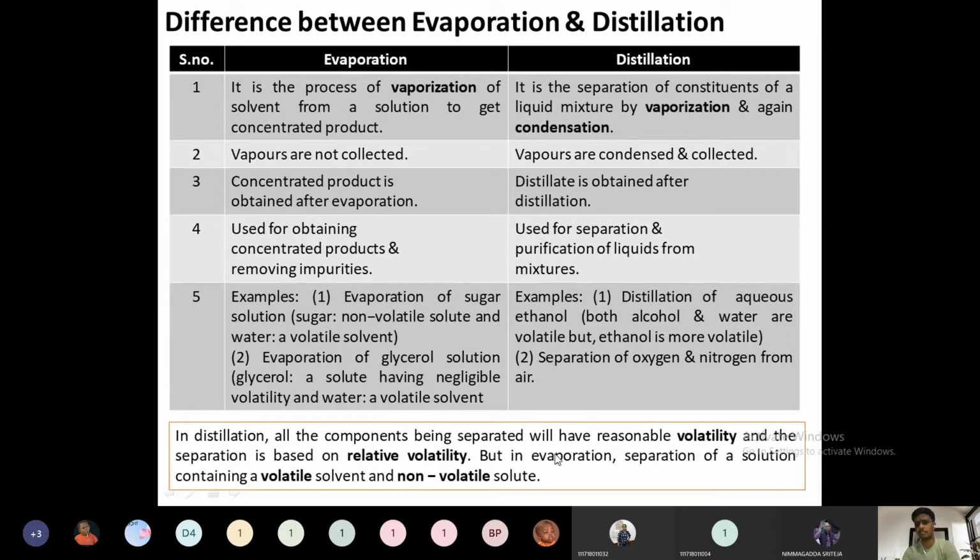Whereas in evaporation, it is the separation of a solution containing a volatile solvent, here water, from a non-volatile solute, like sugar or glycerol. So out of these examples, we can derive this statement: in distillation, all the components being separated will have a reasonable volatility, and the separation is based on the relative volatility. Whereas in evaporation, the separation is of a solution containing a volatile solvent and a non-volatile solute. So this is the difference between evaporation and distillation.